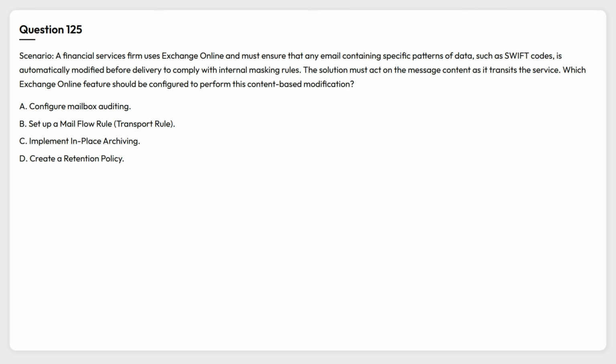Option A. Configure mailbox auditing. Option B. Set up a mail flow rule, transport rule. Option C. Implement in-place archiving. Option D. Create a retention policy. The correct answer is option B. Set up a mail flow rule, transport rule.